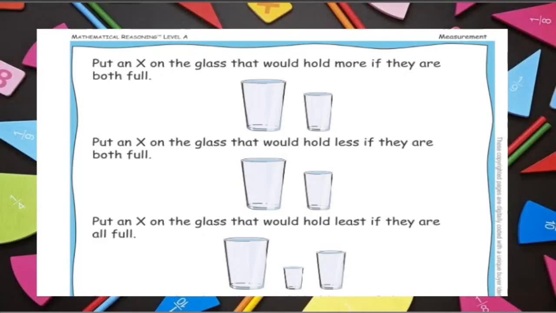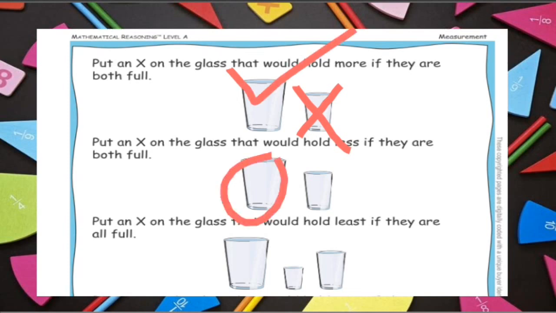Don't forget here, this was the one that will hold less and this will hold more, right? Good. Now the second example, this will hold more, and which one will hold less? This. You understand? Good. So put an X on the glass that will hold less, which is right here. The next example says put an X on the glass that would hold least if they are all full. Least means the smallest, alright? So which one has the smallest volume right here? Of course, these are the smallest volume.